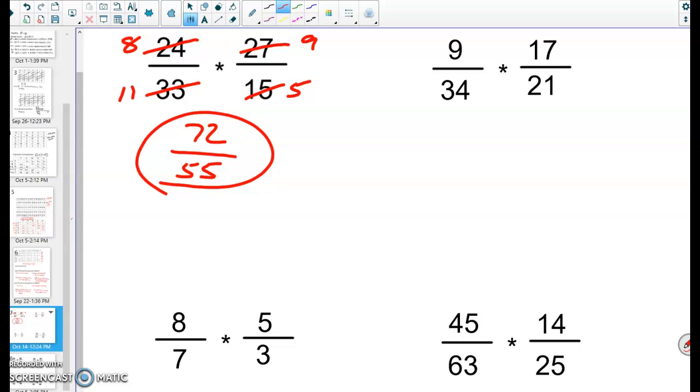The next one, there's nothing to reduce vertically, so now I'm going to go diagonally. 3 goes into 9 3 times, 3 goes into 21 7 times. 17 goes into 17 once, 17 goes into 34 twice. And now we're going straight across. 3 times 1 is 3, 2 times 7 is 14.